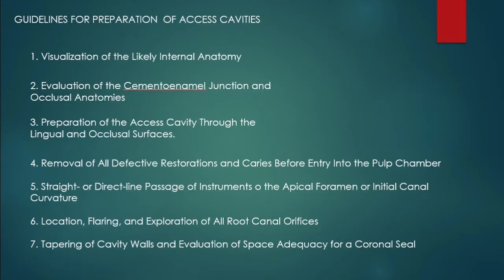Alright, now let's move on to the guidelines for preparation of access cavity. First of all, the first principle is visualization of the likely internal anatomy. This can be done by using X-ray or a probe. With an X-ray, we can take diagnostic radiographs that can help the clinician to estimate the position of the pulp chamber, the degree of chamber calcification, the number of roots and canals, and also to determine the approximate canal length.